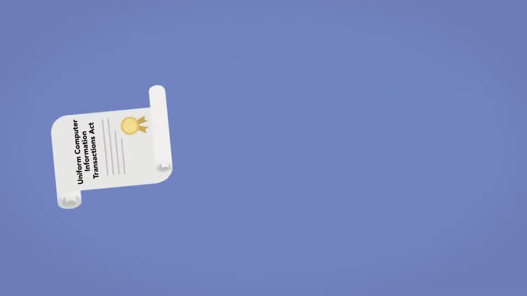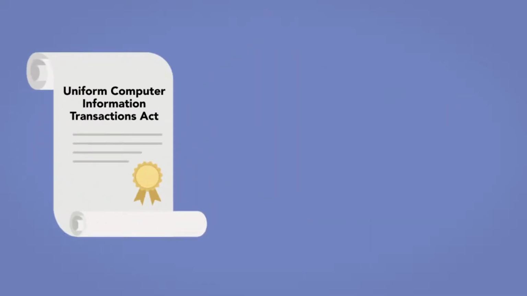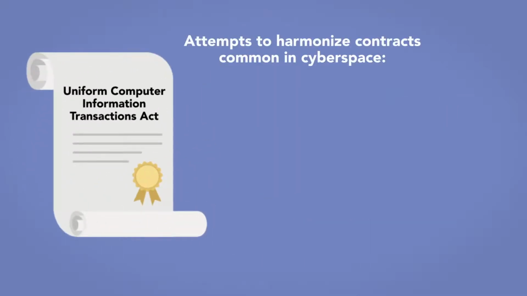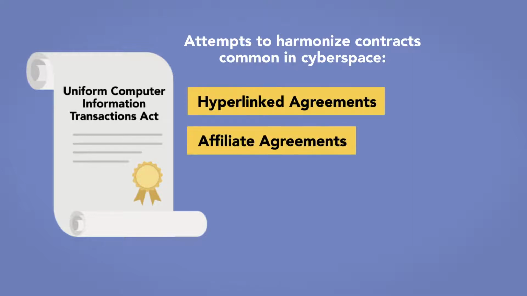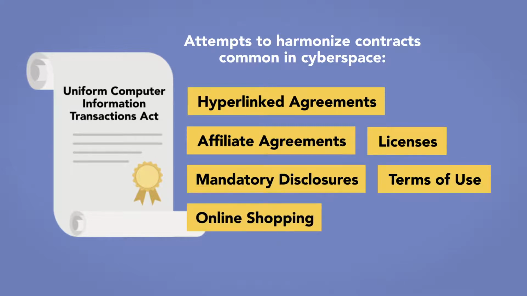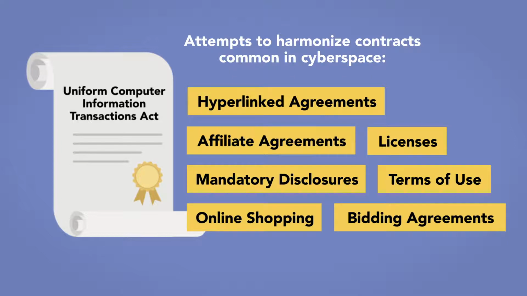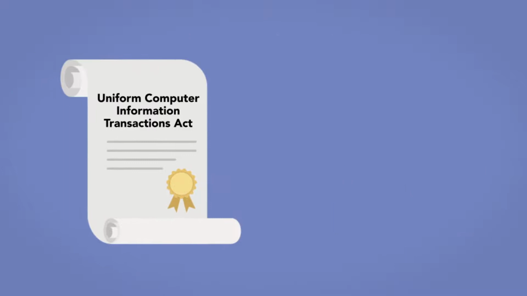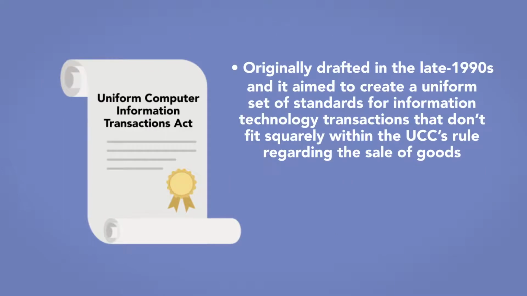The model law, dubbed the Uniform Computer Information Transactions Act, attempts to harmonize contracts common in cyberspace, such as hyperlinked agreements, affiliate agreements, licenses, mandatory disclosures, terms of use, and online shopping and bidding agreements, into the existing legal infrastructure governing contract law. This Uniform Act was originally drafted in the late 1990s, and it aimed to create a uniform set of standards for information technology transactions that don't fit squarely within the UCC's rule regarding the sale of goods.